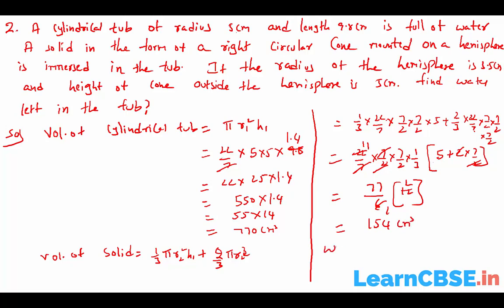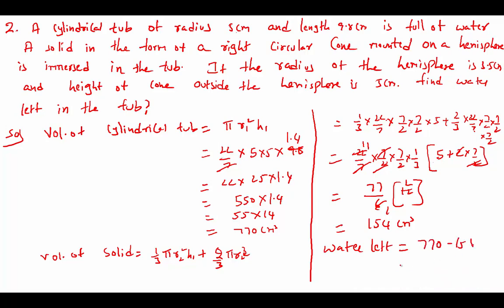Therefore, the water left equals 770 minus 154, that is 616 centimeter cube. This is the volume of the water left in the tub.